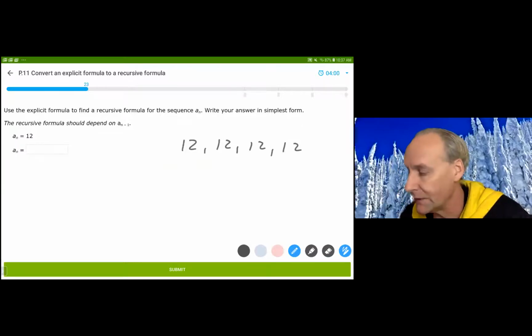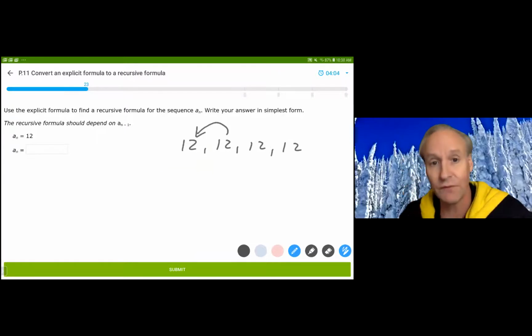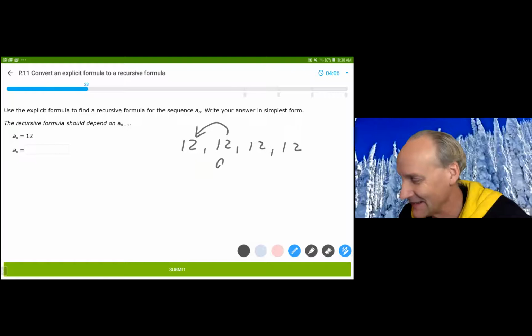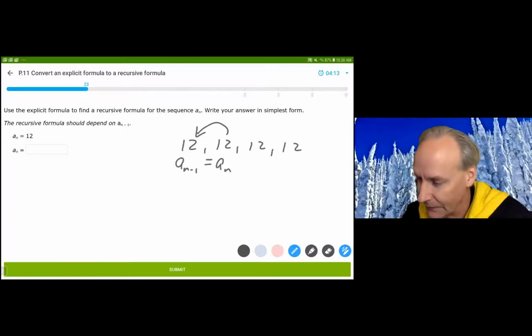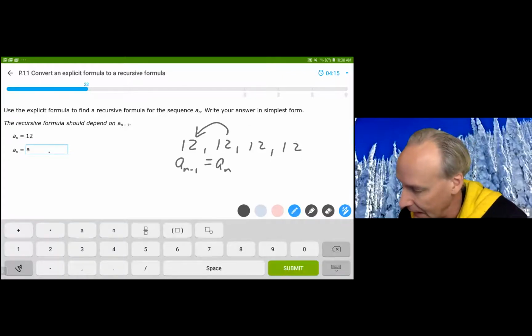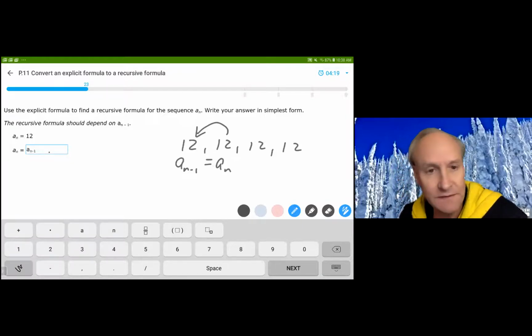So if you want to define each term in terms of the term that came before, this is my a_n. The term that came before is a_(n-1). And of course, they're equal to one another. So this is a_(n-1). And this is called a constant function.